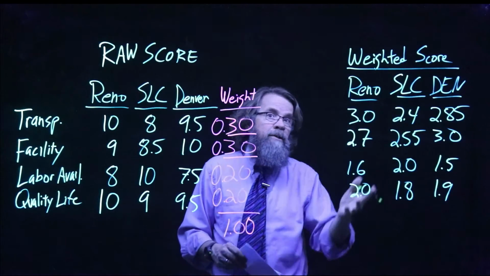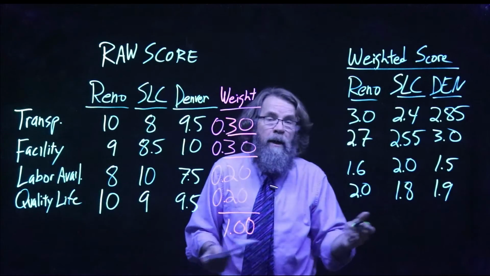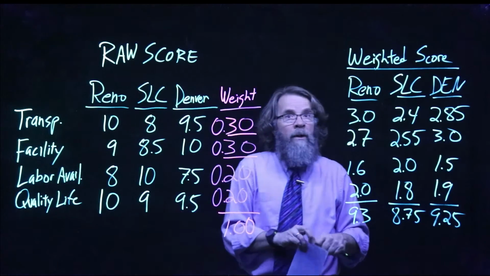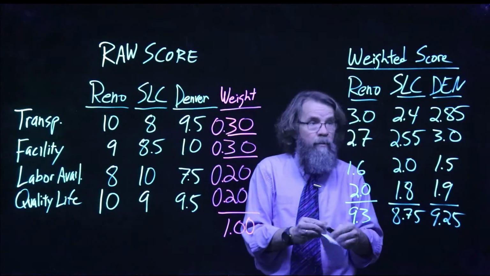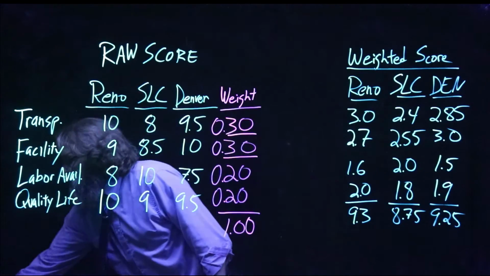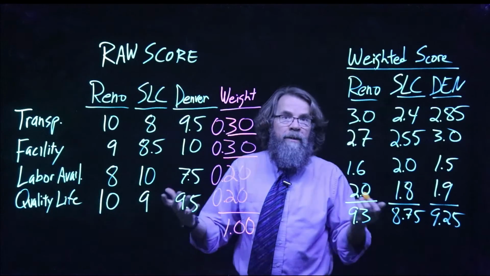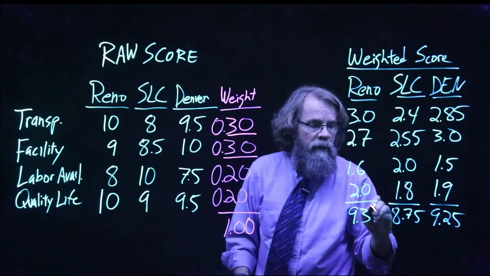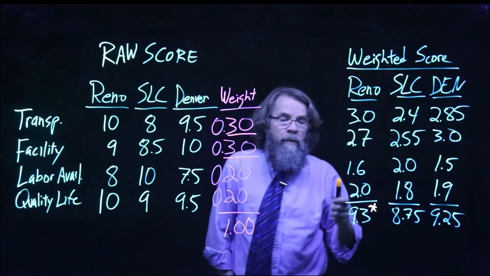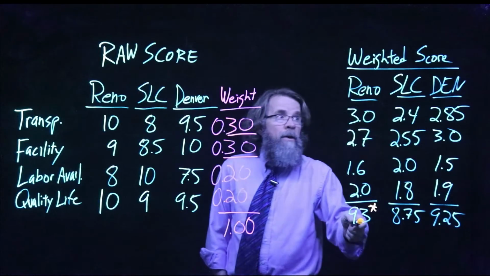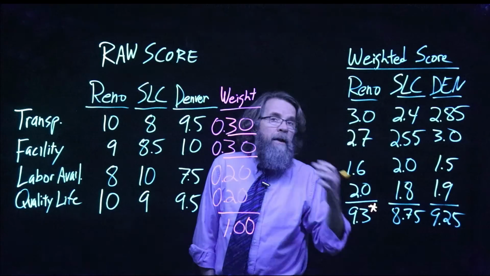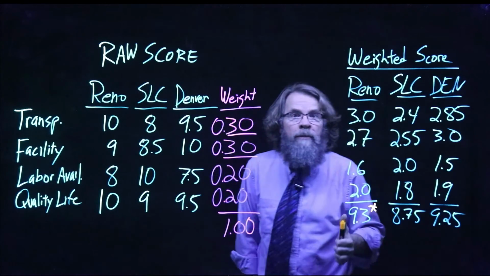Now that we have found the weighted scores for each location, we just add them up. So what we see is that Reno had a weighted sum of 9.3, Salt Lake City is 8.75, and Denver is 9.25. So following the logic of this process, we should choose Reno as our ideal location because it has the highest weighted score. However, once we stop to think about it, we realize that Reno and Denver actually are very, very close. So it's worth taking a look at those two to see if that really is the final decision that we want to make.